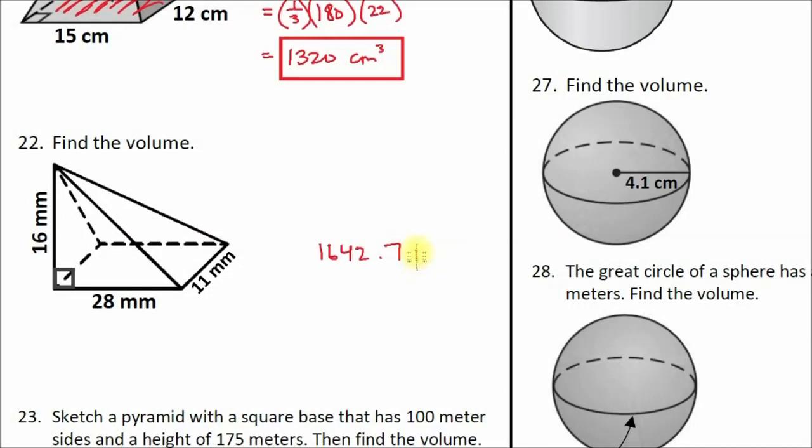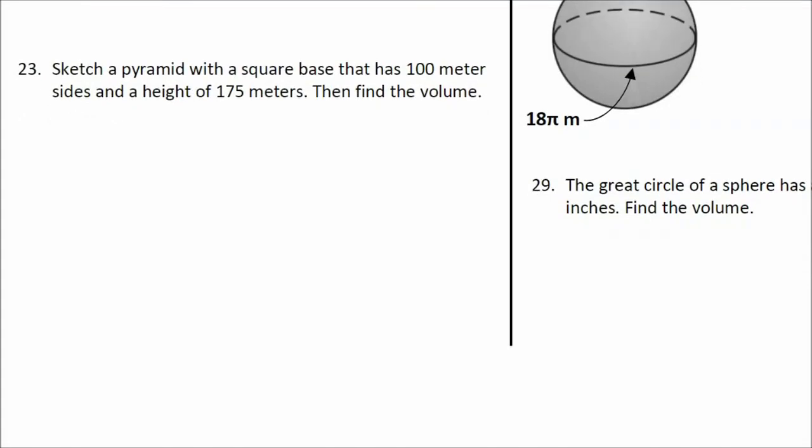1642.7, and that's going to be millimeters cubed. Your base area should have been 308 millimeters squared, and the height was 16 millimeters. Question number 22 or 23.